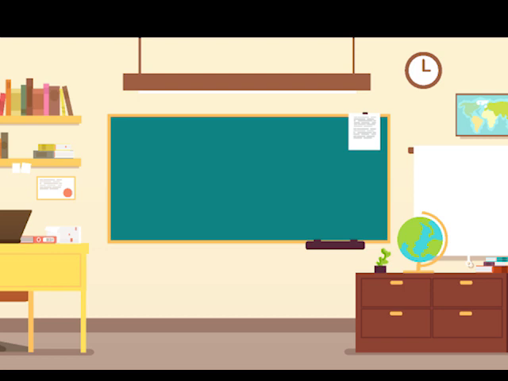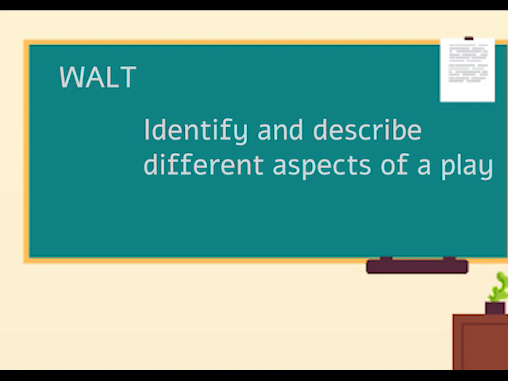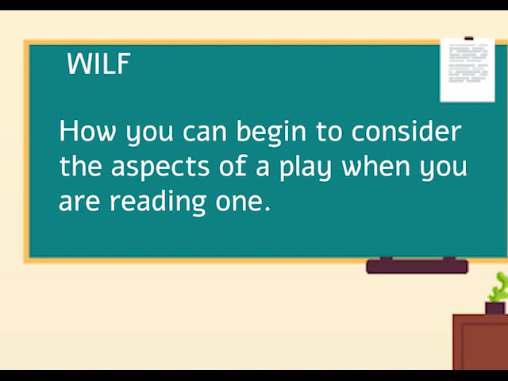Welcome to Lesson 1. We're going to look at aspects of a play for the purposes of GCSE English Literature. We're going to be learning to identify and describe the different aspects of a play. And what I'm looking for is how you can begin to consider the aspects of a play when you are reading or performing one.